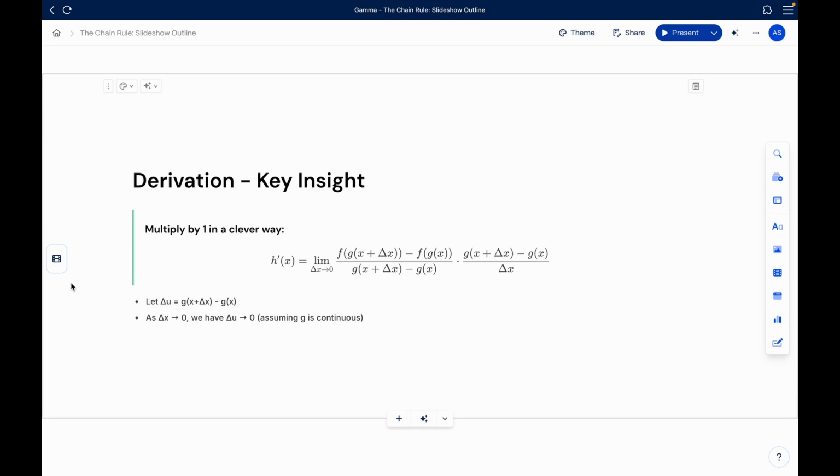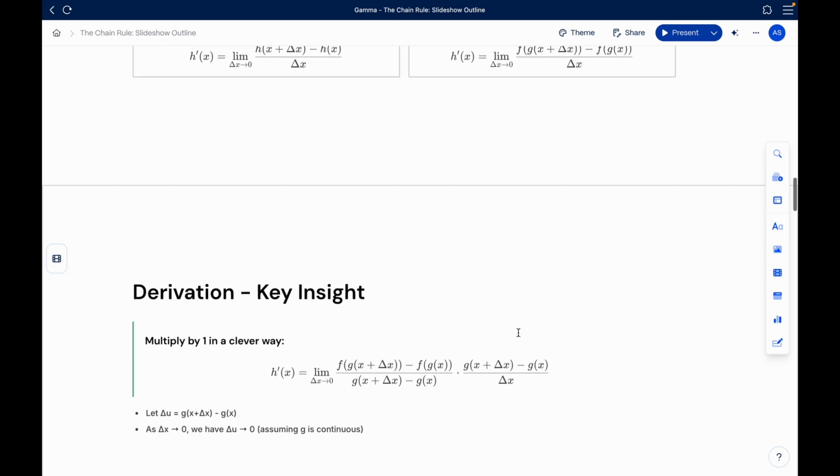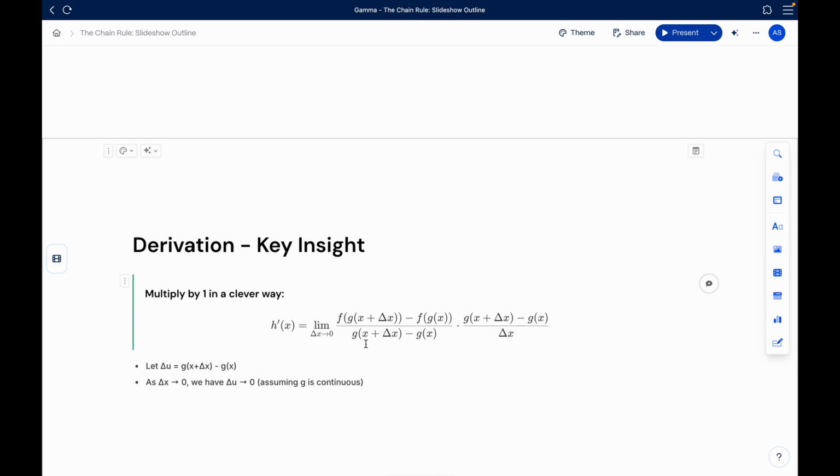Delta u is equal to g of x plus delta h minus g of x. And that is pretty much what we mean by multiplying by 1. As you see earlier, over here we have delta x in the denominator and f of g and so on in the numerator. But over here, we have g of x plus delta x minus g of x times g of x plus delta x minus g of x, where technically it's the same thing, but we just multiply and divide by g of x plus delta x.